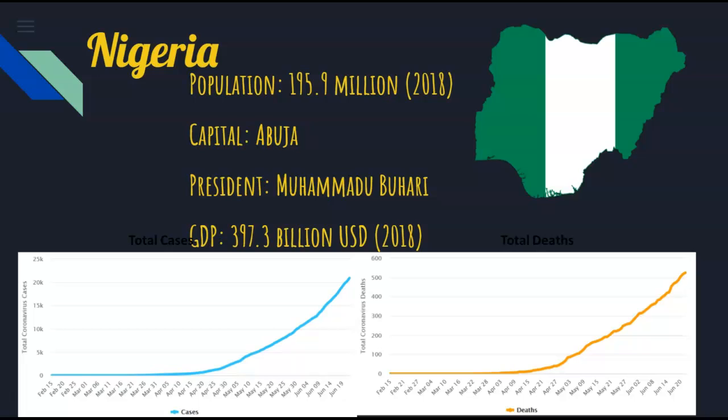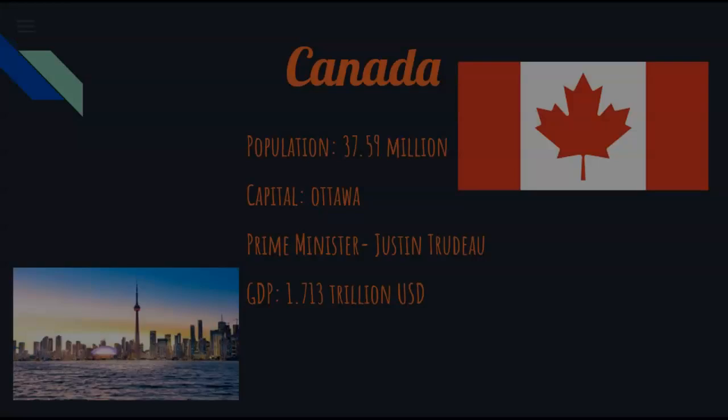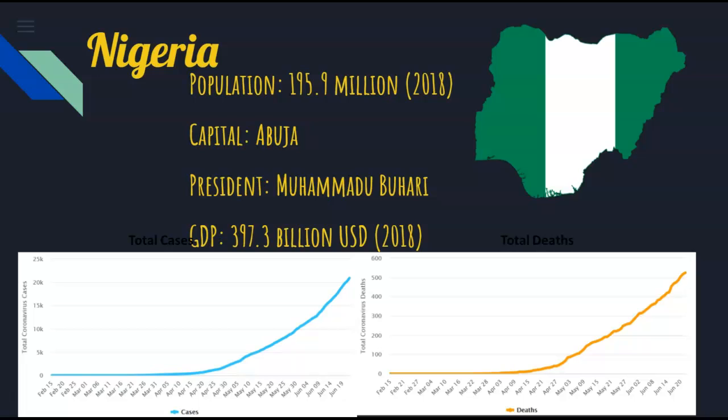Nigeria. The population is 195.9 million people as of 2018, and the capital is Abuja. President Muhammadu Buhari is now in charge of Nigeria, and their GDP is 397.3 billion US dollars, which is significantly lower if you take a look at the United States and Canada spending. Although they have more people than Canada, they spend less than half of what Canada spends.